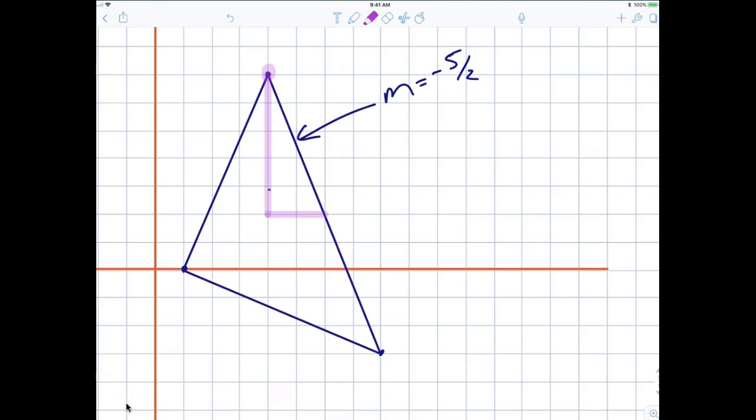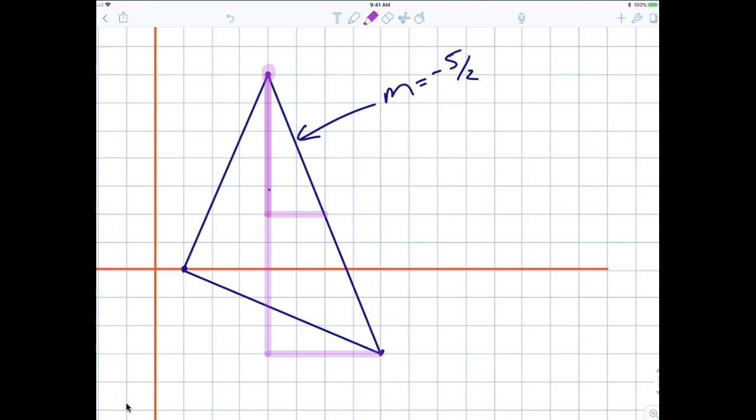But let's say you didn't know that. We would just go what? Down 10 and over 4. Why would you do that? It's the same thing. 10/4 is the same as 5 halves.